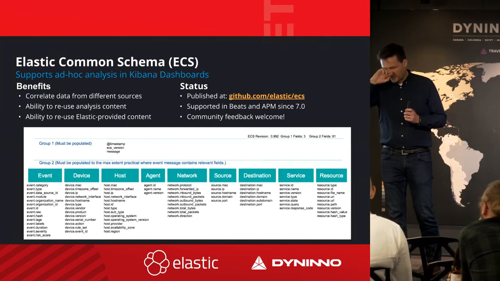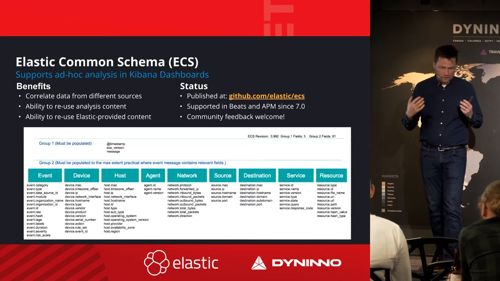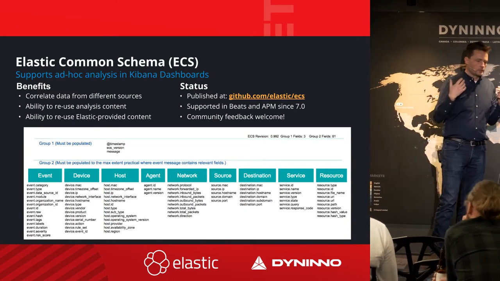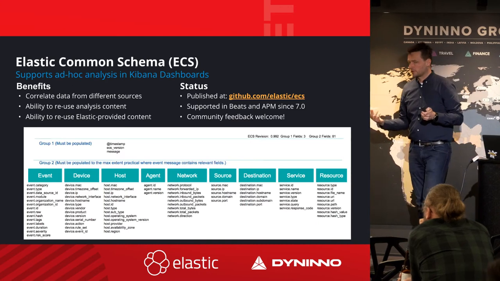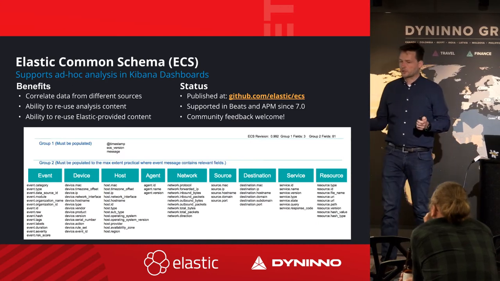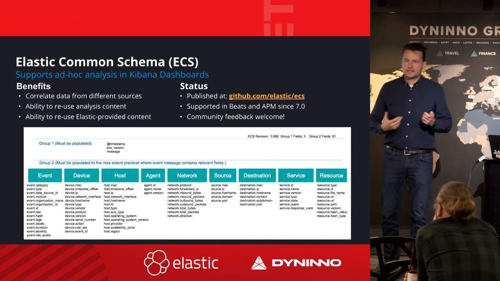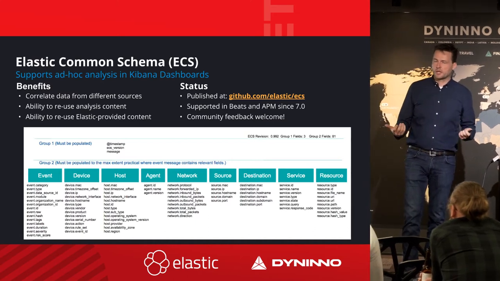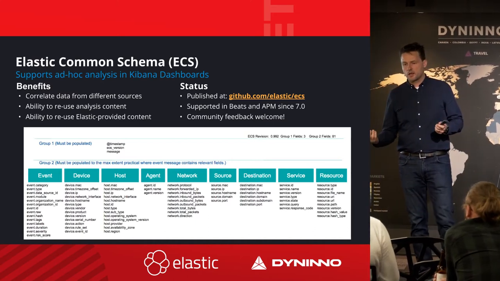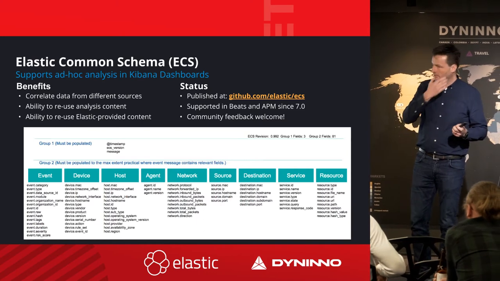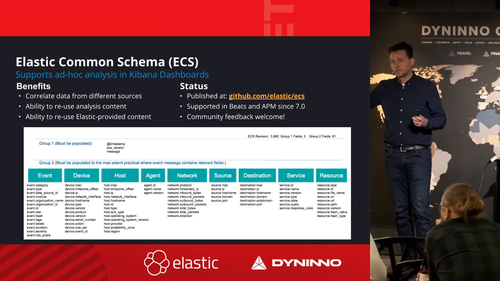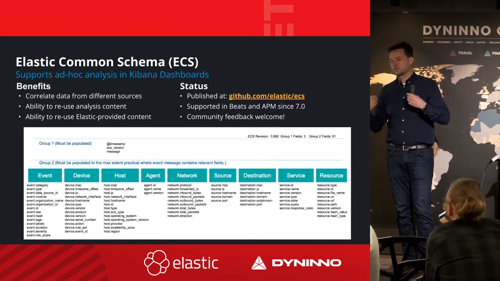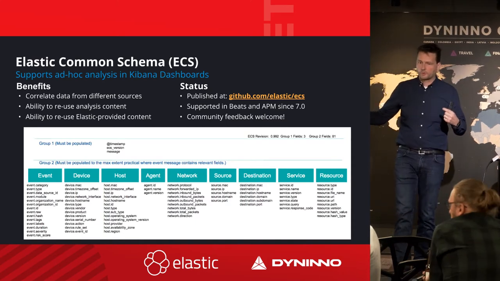One important thing to cover here, which goes across both the security use case and the observability use case, is Elastic Common Schema. What Elastic Common Schema is, is basically just a naming convention, the naming of fields. All our Beats adhere to this naming convention, meaning that for all data ingested, a source IP will always be a source IP.